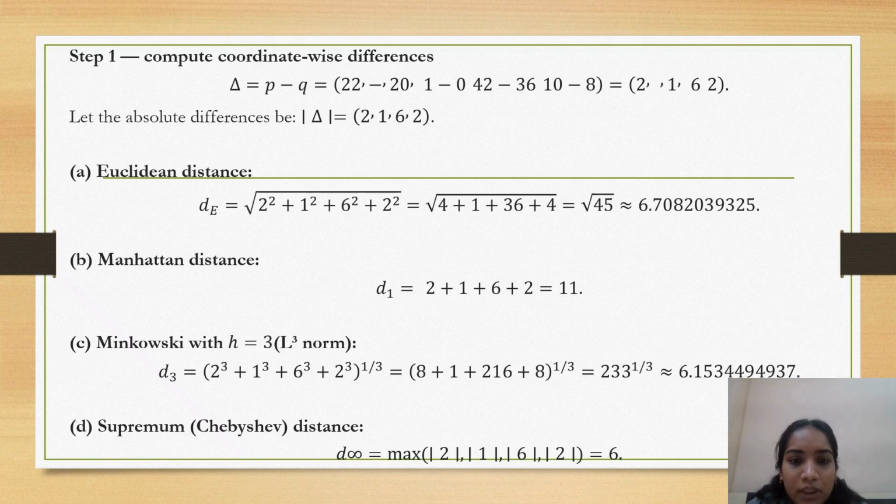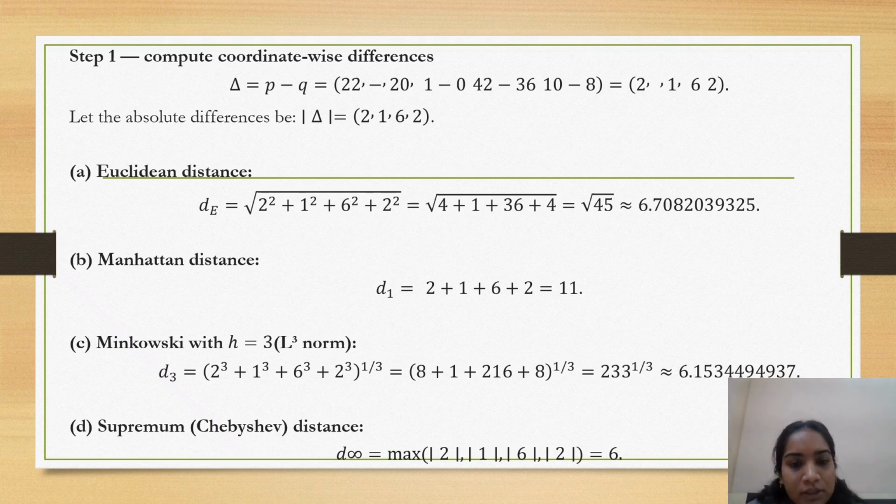Then we see the Minkowski distance, where h is equal to 3. The formula is given over here. For Minkowski with power 3, we cube each difference. 8 plus 1 plus 216 plus 8 is equal to 233. Now taking the cube root gives us 6.15. And then lastly, we see the supremum distance, the formula is given over here. The distance simply takes the largest individual difference, and the maximum difference is 6. So the supremum distance is 6.